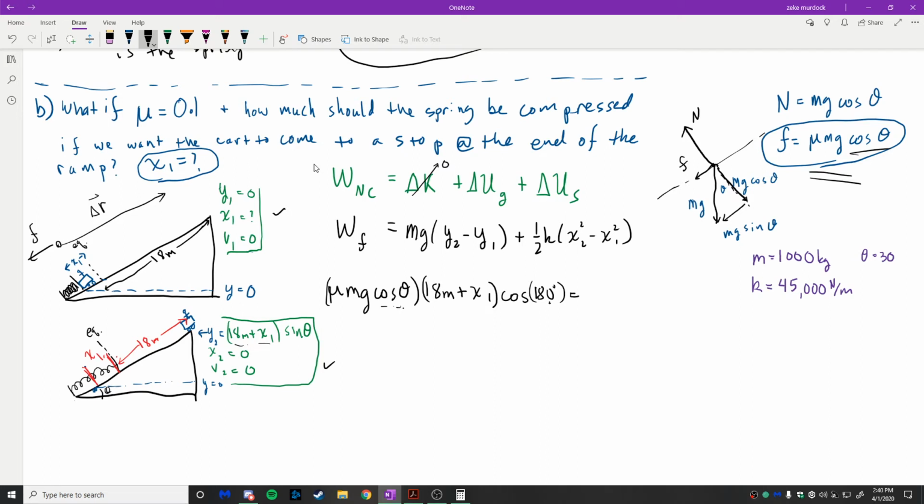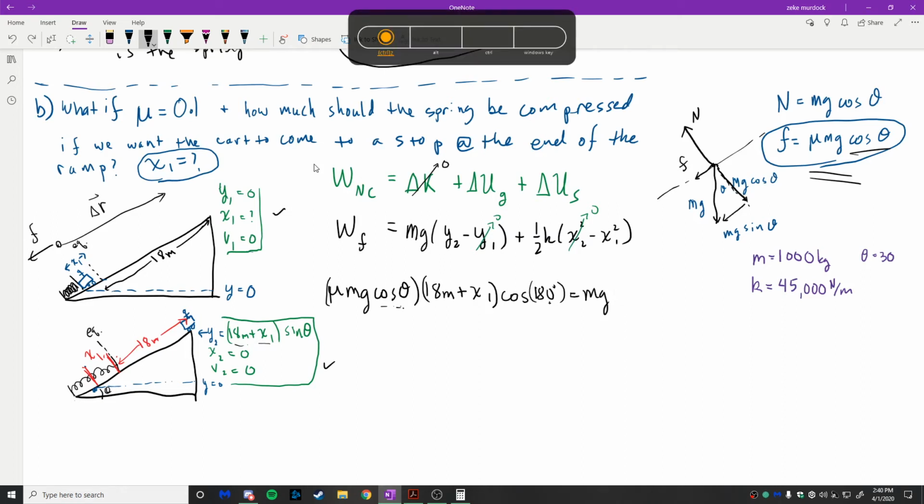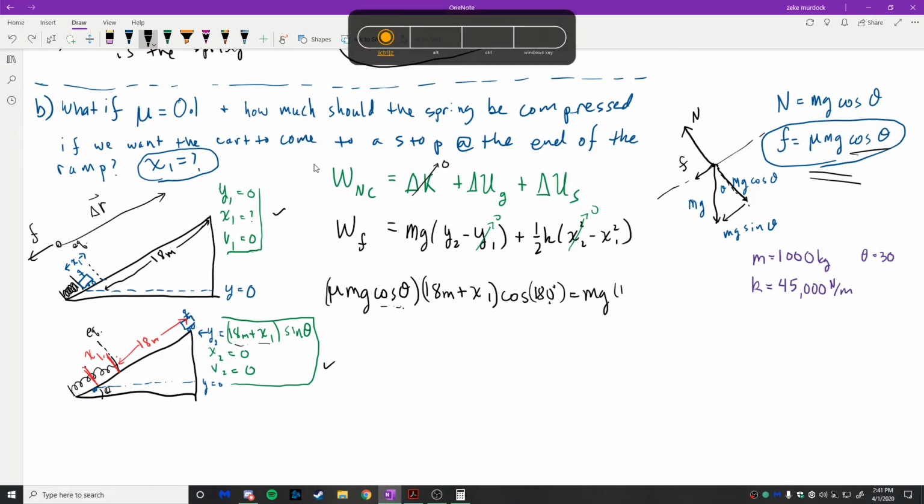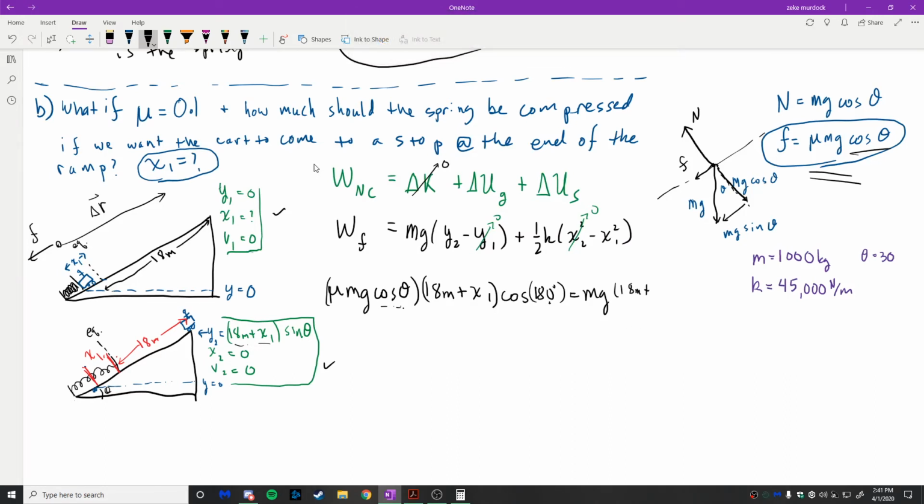And then on the right-hand side, we have some things that drop to 0. We said that x2 is 0. And I think we made y1 0, right? So we have, on the right-hand side now, only 2 terms remain, which is going to be mg times y2. Is it okay to put in y2 now? Not yet. There's some numbers in y2, so I'm waiting to put that until the end. Although I did put this number in here. I guess it's okay. Yeah, we'll do mg times 18 meters plus x1, and then this is times the sine of the angle, theta.